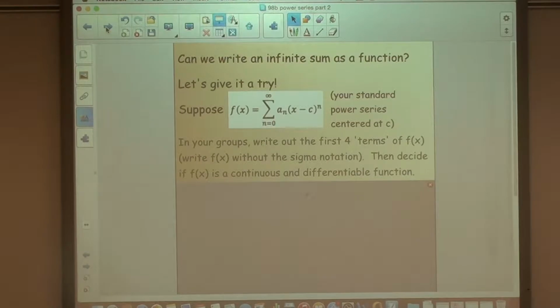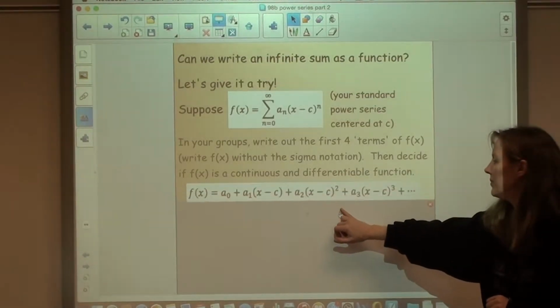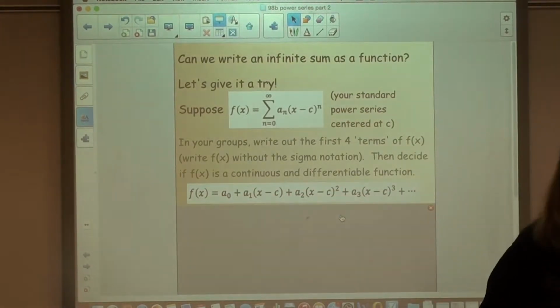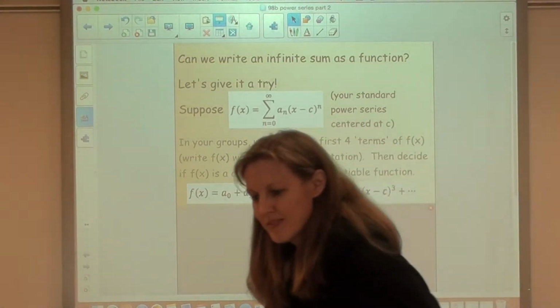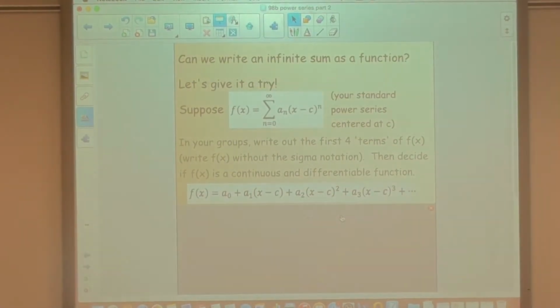All right, check against your neighbor, see if you match. We all match for the first 4 terms. There should be pluses in between these, right? It's a sum.